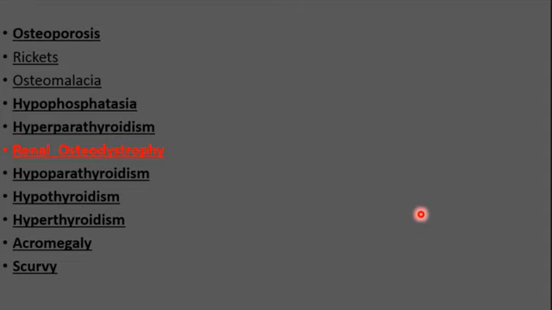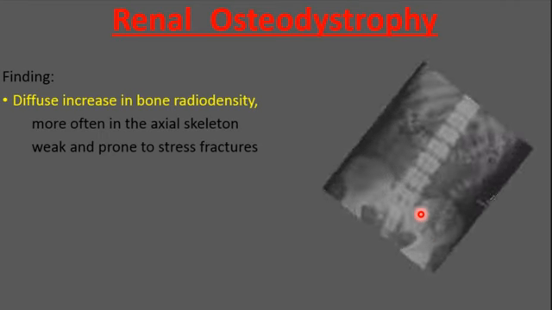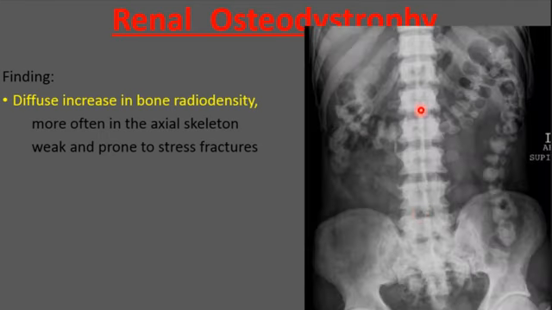Shift to another topic, renal osteodystrophy. By the way, renal osteodystrophy is also a cause of secondary hyperparathyroidism. We won't concentrate just on the findings. There is diffuse increase in the bone radiodensity, more often in the axial skeleton. There is an increase in the bone density, but the bones are weak and prone to stress fractures.